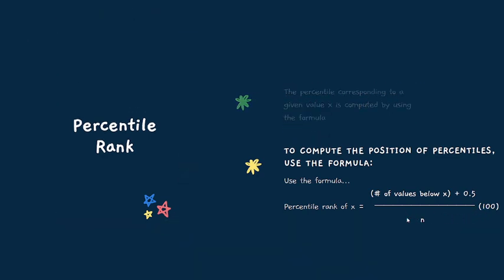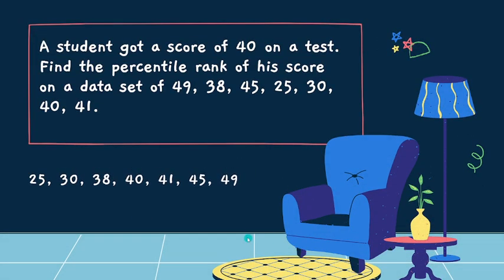So here's our example. A student got a score of 40 on a test. Find the percentile rank of his score on a dataset of 49, 38, 45, 25, 30, 40, and 41. Again, we arrange the data in ascending order: 25, 30, 38, 40, 41, 45, and 49.